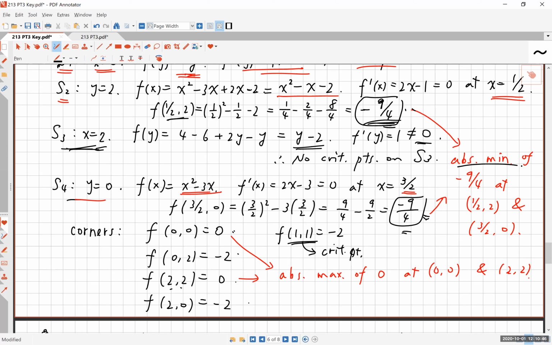And so that's the absolute minimum occurring at these 2 points, (1/2, 2) and (3/2, 0). The absolute maximum is 0, right? Because among these 7 values, or the values at these 7 points, 0 is the highest.